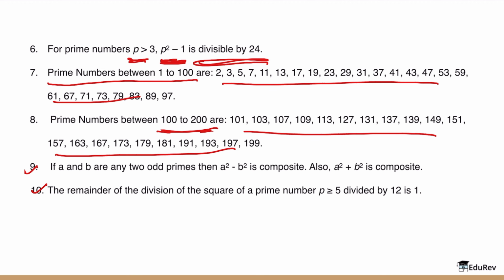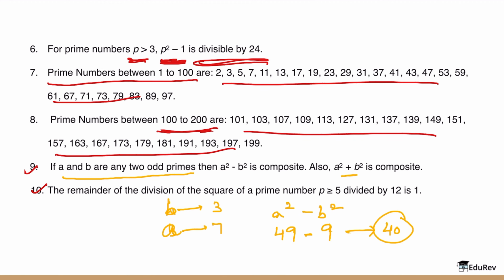What does it say? It says A and B are any two odd prime numbers. Suppose A is 7 and B is 3. Okay, so A square minus B square has to be composite. A square is 49, minus 9 is 40, and it's a composite number. And also A square plus B square has to be composite. So if I add these two, that is 49 plus 9, it has to be what? 58. It's also a composite number. Simple. So that means A square plus B square and A square minus B square both have to be composite.